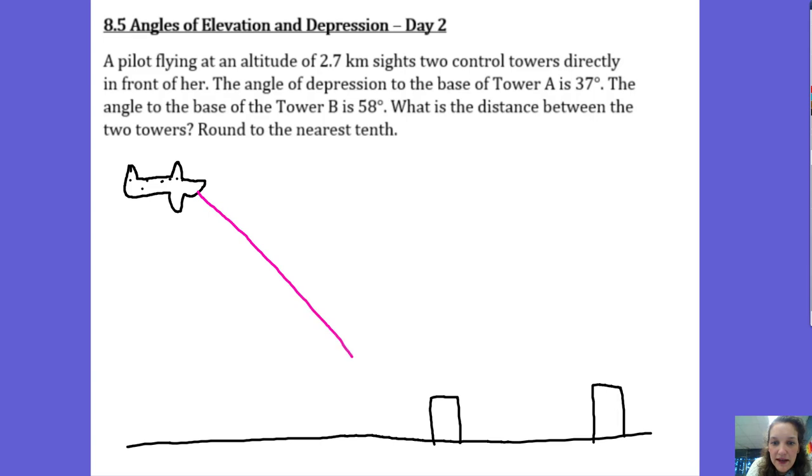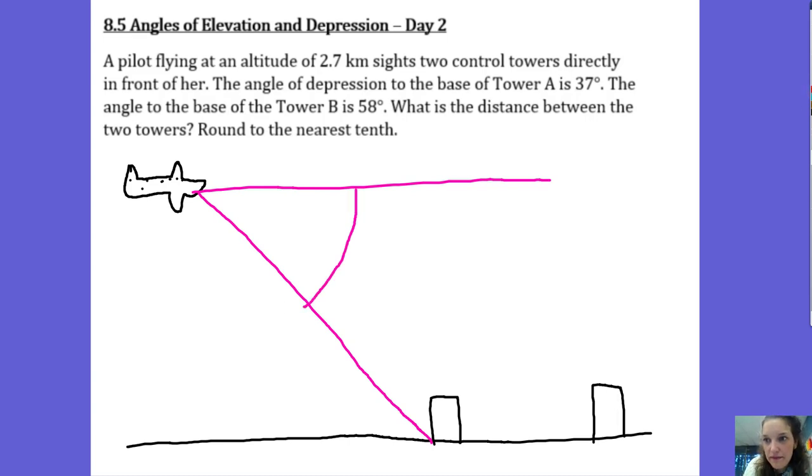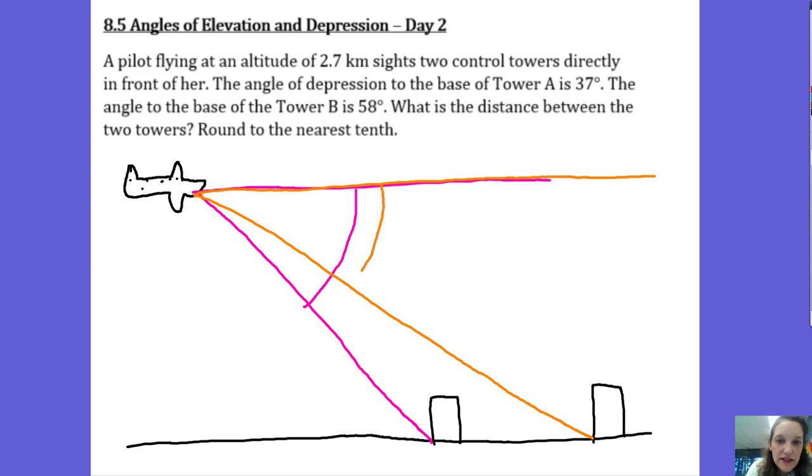So there's my line of sight down to one of them and my horizontal line. So here's the first angle of depression. Then here's my line of sight to the base of the second control tower. So here's the angle of depression. So the question we have to ask ourselves is, which angle of depression is larger? Is this pink angle of depression larger than the orange one?